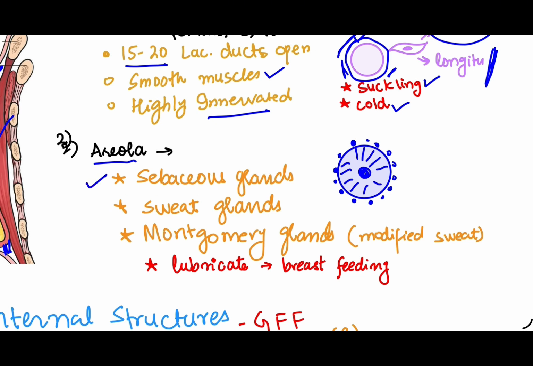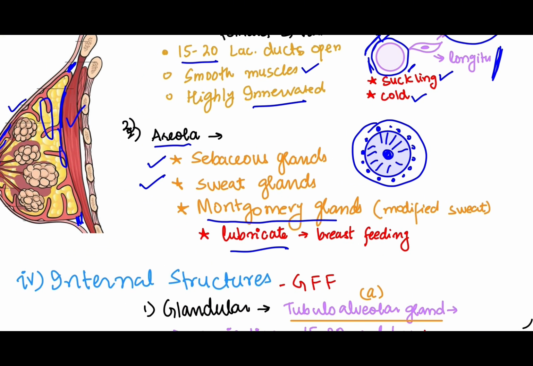Sebaceous glands, sweat glands, and then the Montgomery glands. Oh my god, another fancy name, but Montgomery glands are modified sweat glands, so you don't need to worry. And what sweat does is lubricate. So these do the same thing: they lubricate the nipple during suckling, so it's less painful for the mother.